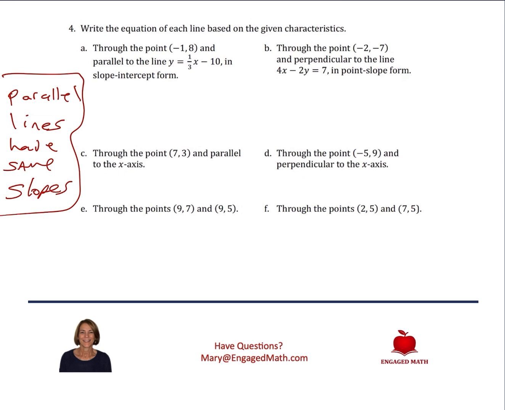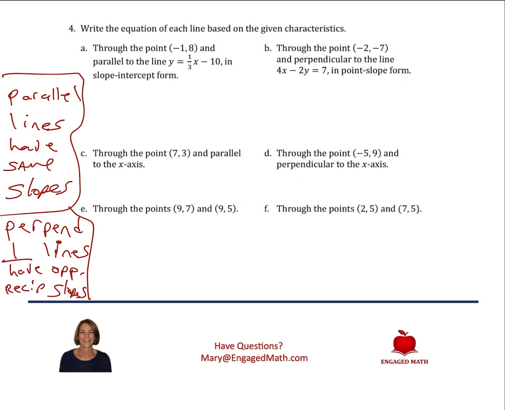Okay, second thing, perpendicular lines. Remember, perpendicular lines are two lines, or more than two lines, that meet to form a right angle. Sometimes you'll see this symbol indicating the right angle. But perpendicular lines have opposite reciprocal slopes. I'm going to abbreviate opposite and reciprocal, but I'm going to show you an example to make sure you know what I mean.